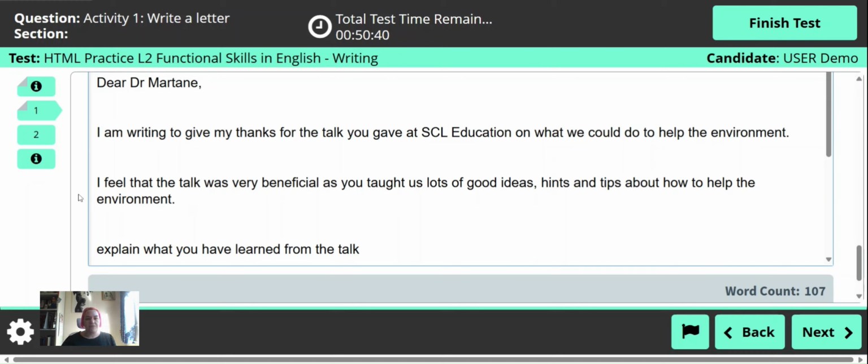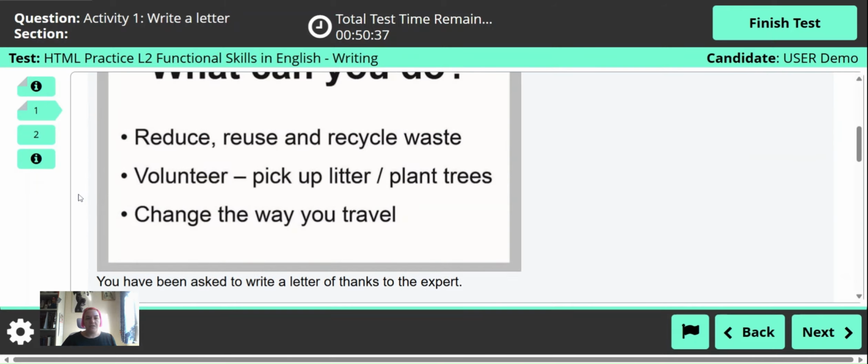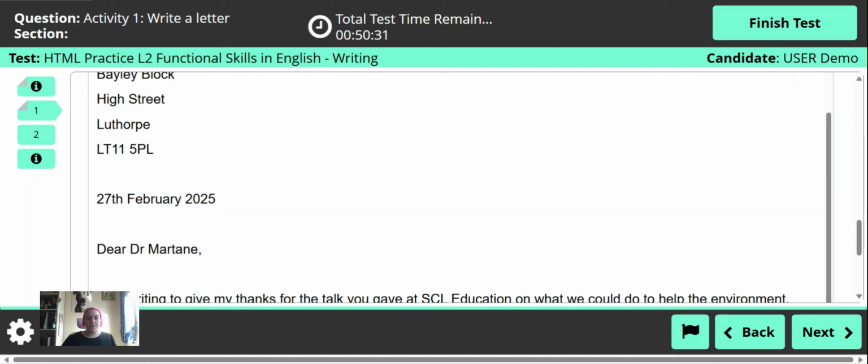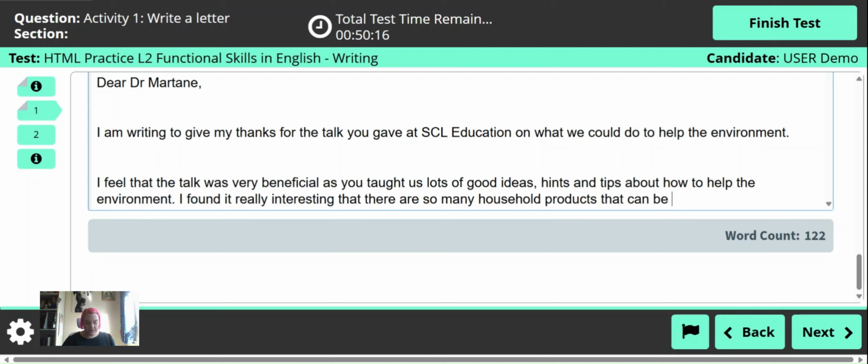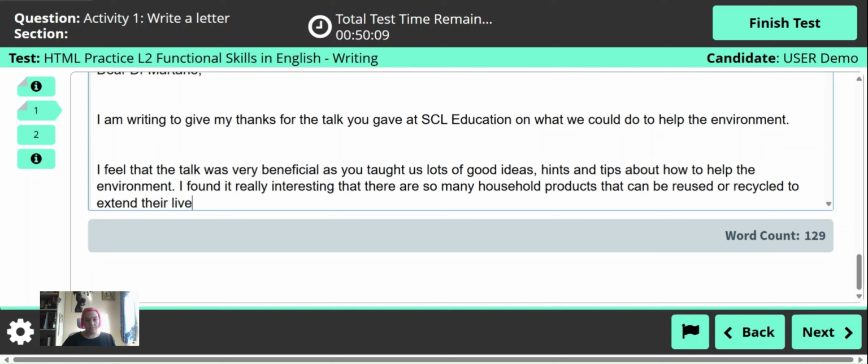Now, again, I'm just going to refer back to this. It talks about reduce, reuse and recycling waste. I'm going to focus on the word reuse. So I'm going to mention the fact that I found it really interesting that there are so many household products that can be reused or recycled to extend their lives.